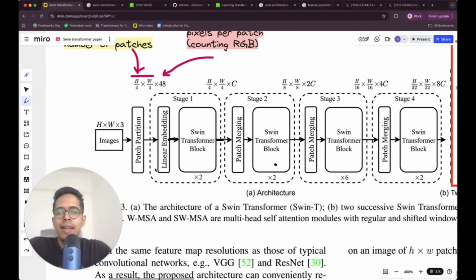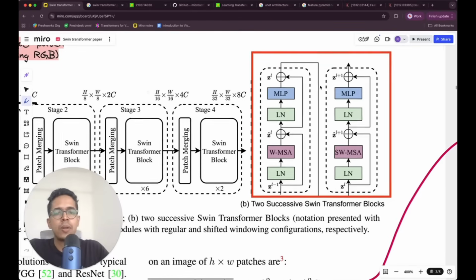48 is the dimensionality of each patch. Then the linear embedding layer will convert it from a 48-dimensional patch to a C-dimensional patch. Now, H/4 multiplied by W/4, that many patches of dimensionality C, will go through the Swin transformer block. By the time it comes out, you will have H/4, W/4, C. The Swin transformer block does not change the number of patches. What is the Swin transformer block? It is this.